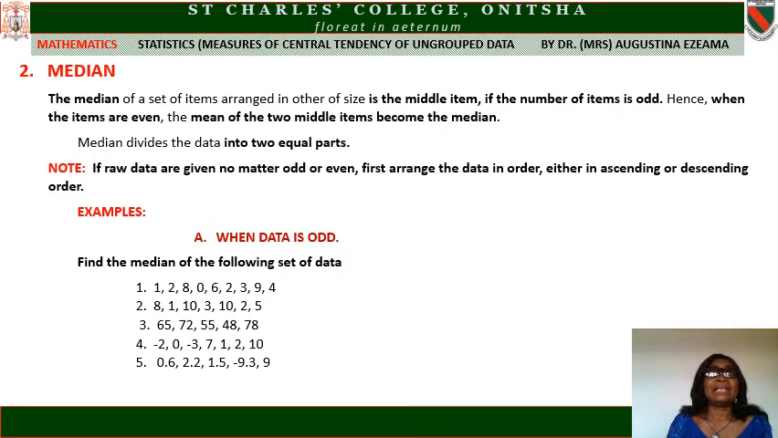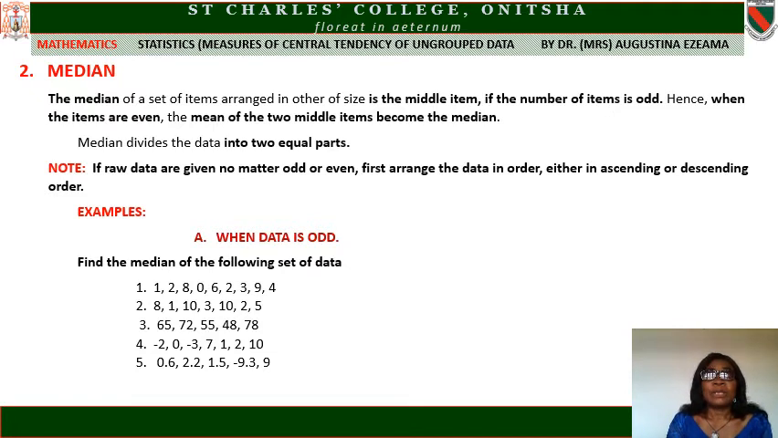Let us look at the median, one of the measures of central tendency. The median of a set of items arranged in order of size is the middle item if the number of items is odd. When the items are even, the mean of the two middle items becomes the median. The median divides the data into two equal parts. Note, if raw data are given, no matter odd or even, first arrange the data in order, either in ascending or descending order.